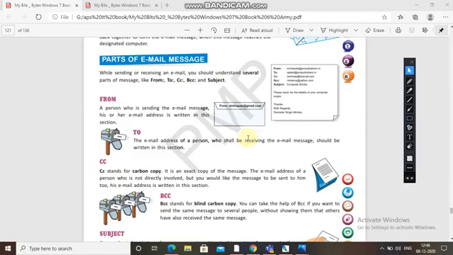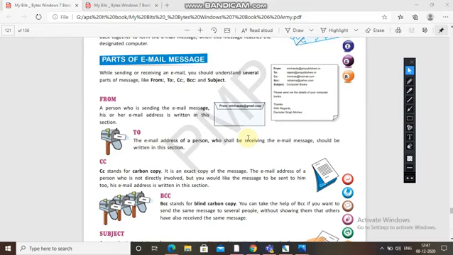Now BCC, blind carbon copy. You can take the help of BCC if you want to send the same message to several people without showing them that others have also received the same message. If you want to keep it safe so that others don't know that you have sent the same message to another person, you will write their address in BCC, blind carbon copy.